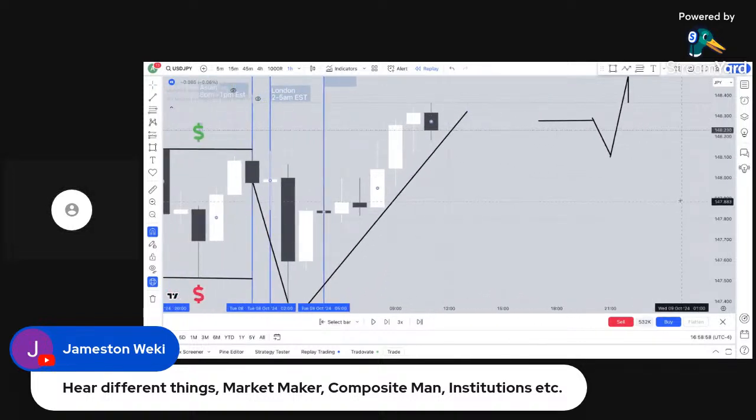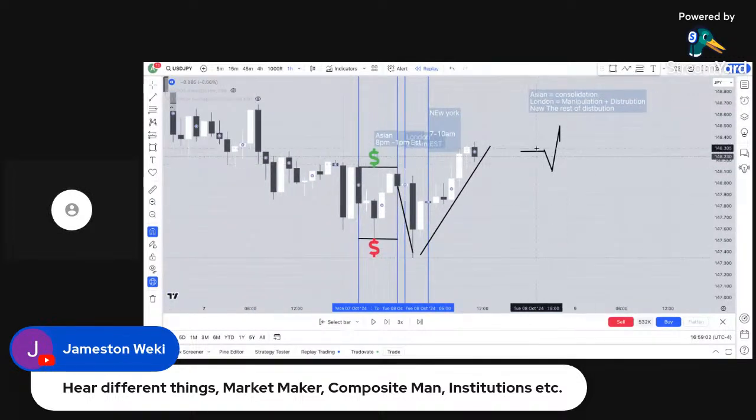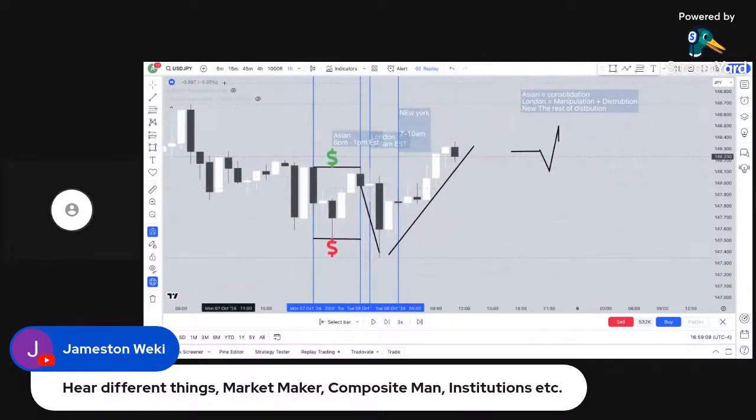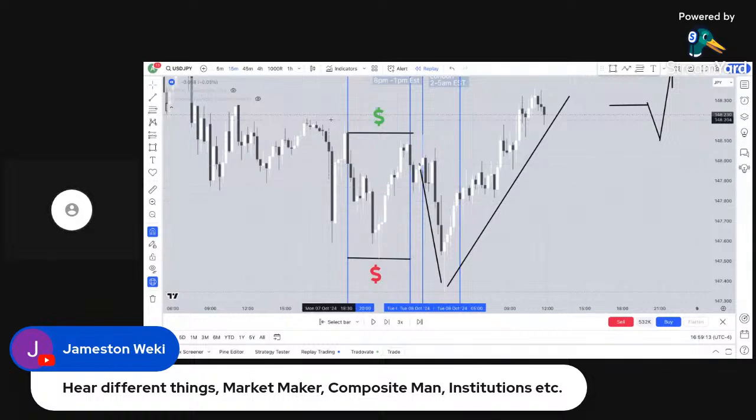It's power of three. So every single candle is going to be consolidation, manipulation, distribution, and then back into the range. What I'm showing you is pretty much the daily range and how the market moves on the daily. This is going to be one candle's worth of range. It forms an initial range, it forms a low, it forms a high, it trades back into the range.